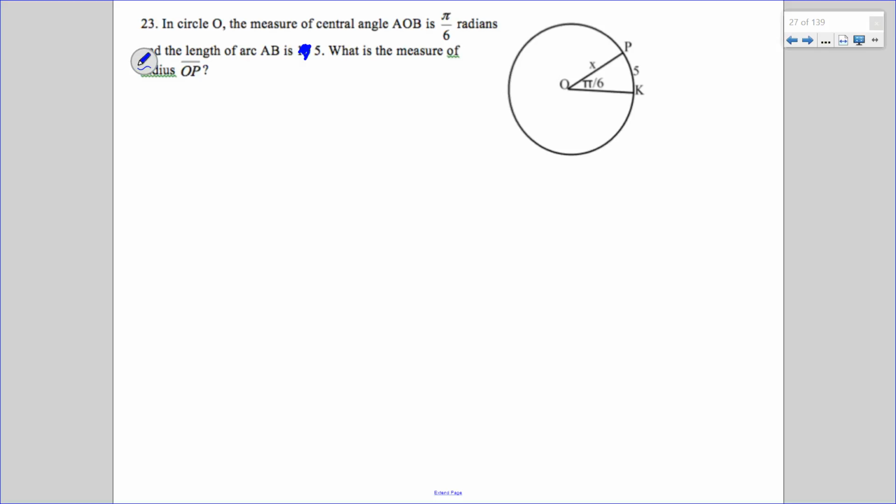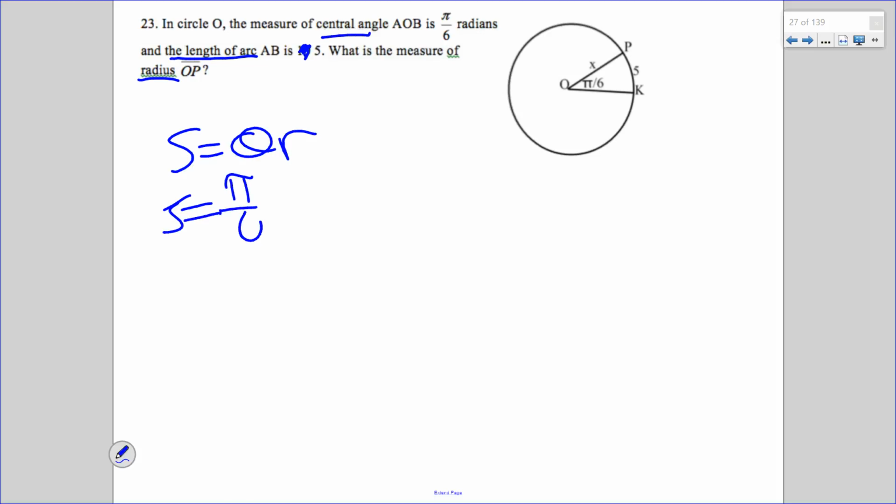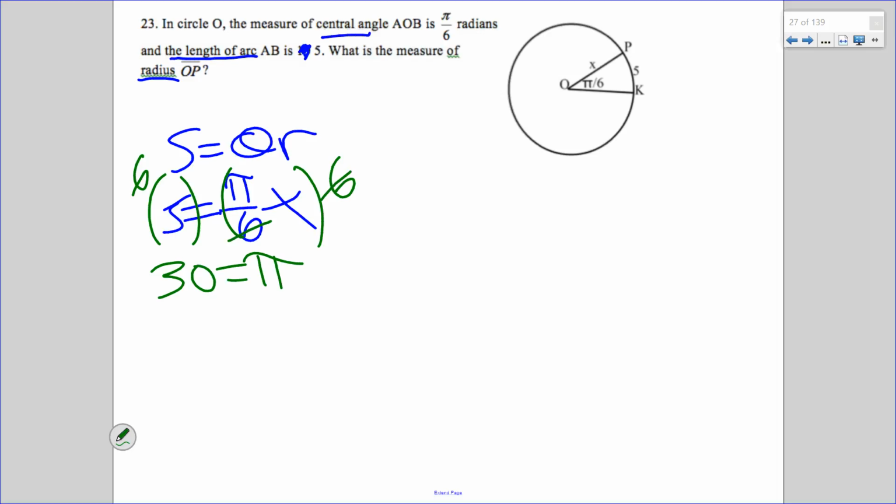You need to recognize this picture or recognize the words central angle, arc length, radius. This is S equals r theta. S is the arc length. Theta is the central angle in radians. It has to be in radians. If it's not, convert it to radians. R is the radius. Once you have it set up, it's just algebra. You can either divide by pi over 6, or you can multiply by the LCD. Either way will get you to the correct answer. It doesn't say to round anything, so keep it in terms of pi.